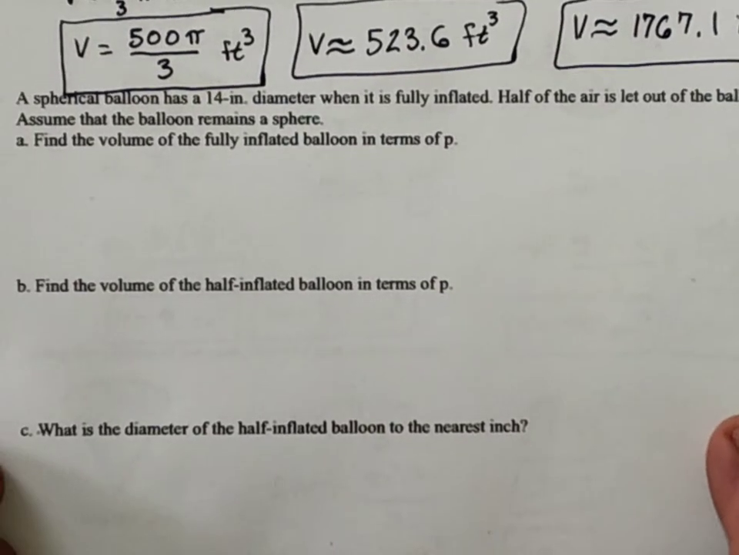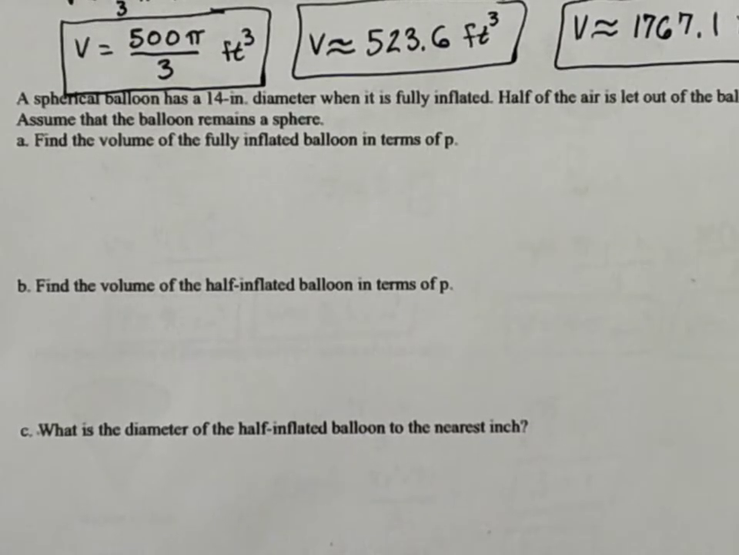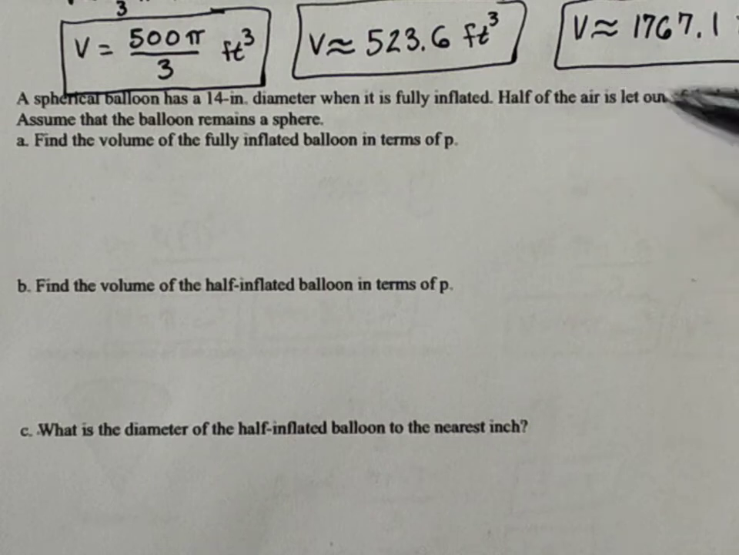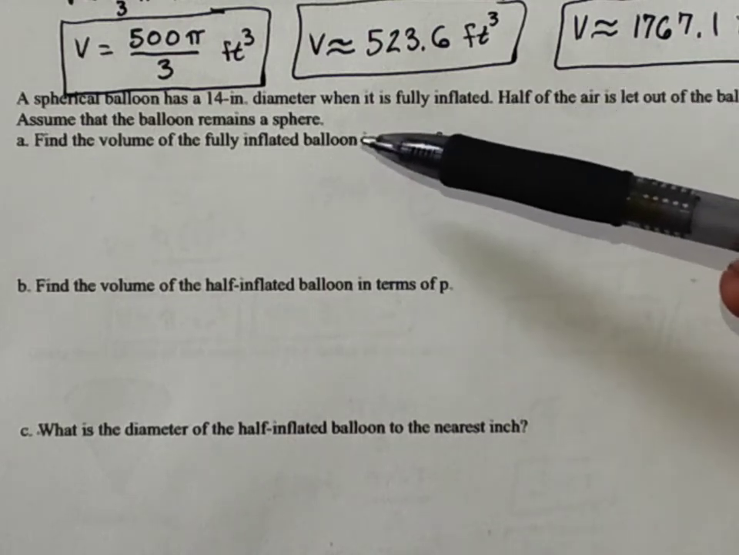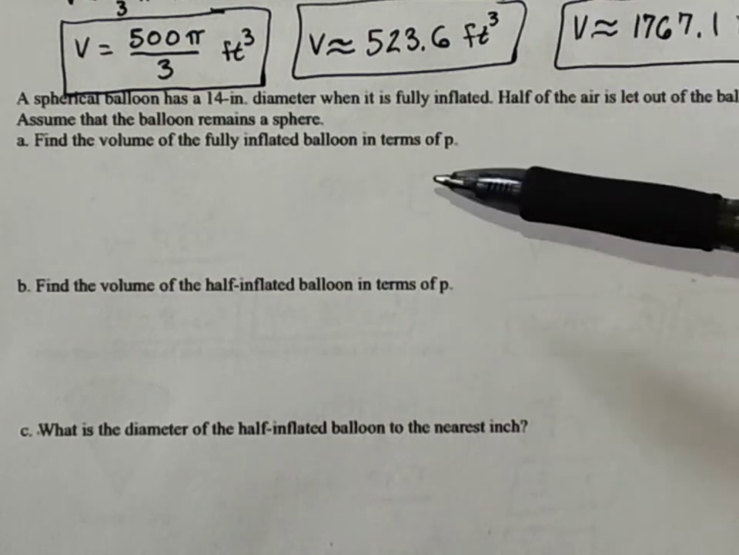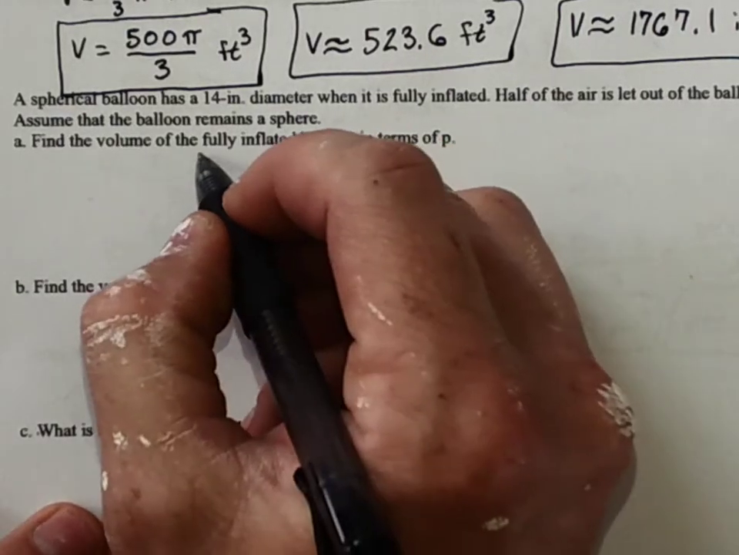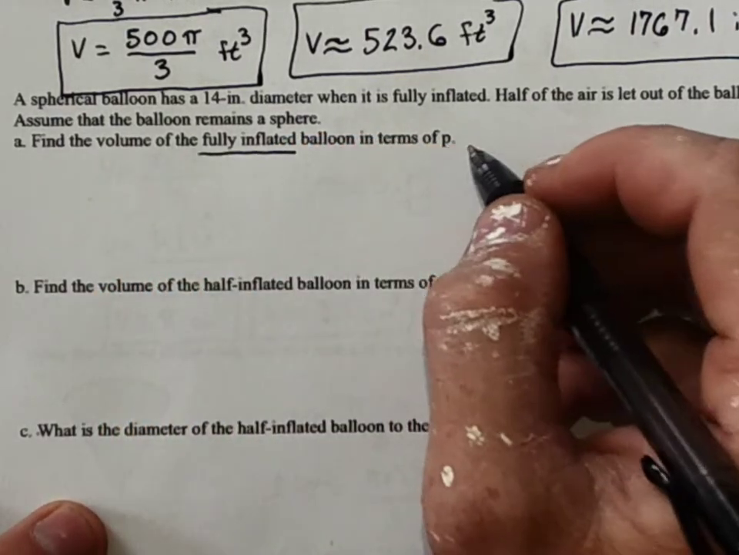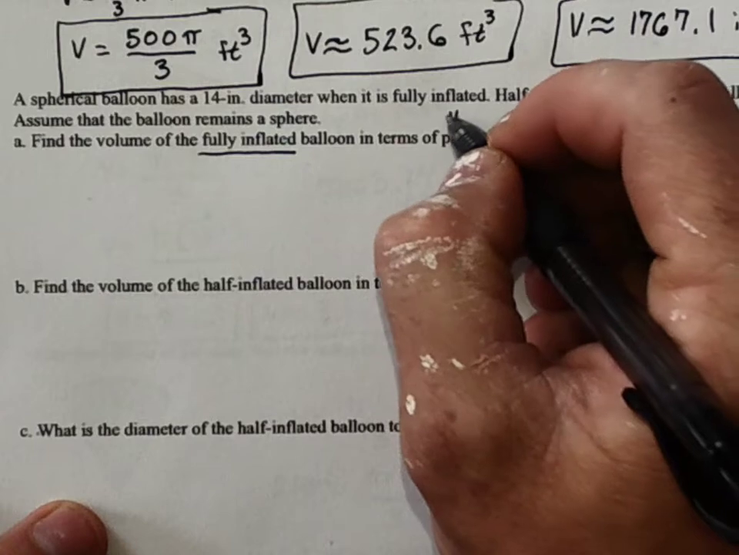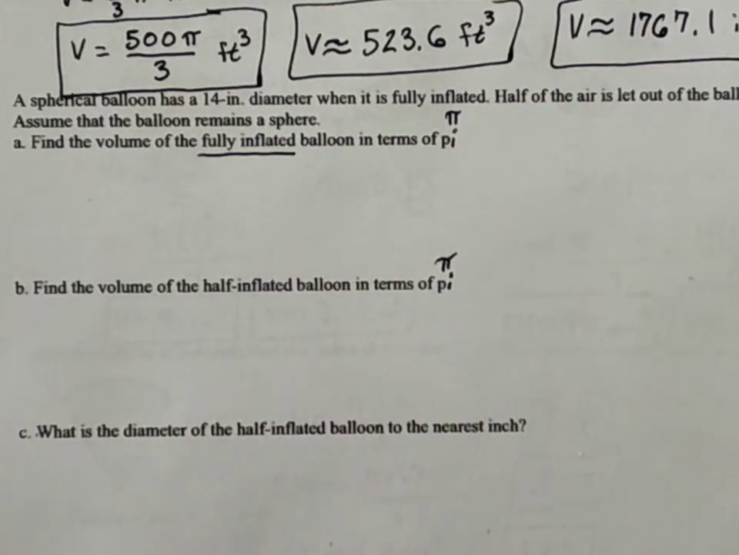Well, for this lesson. A spherical balloon has a 14-inch diameter when it is fully inflated. Half of the air is let out of the balloon. Assume that the balloon remains a sphere at all times. It's always a sphere. Find the volume of the fully inflated balloon in terms of, that should say pi, P-I, or it should have the symbol pi. Sometimes when this gets flipped over to a PDF, it gets changed a little bit. But that should be a pi or a pi symbol.